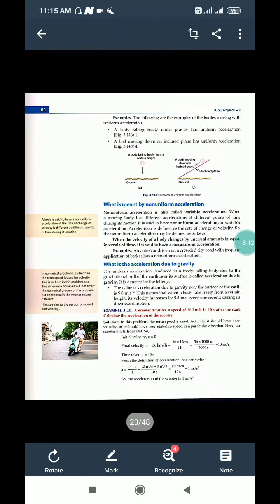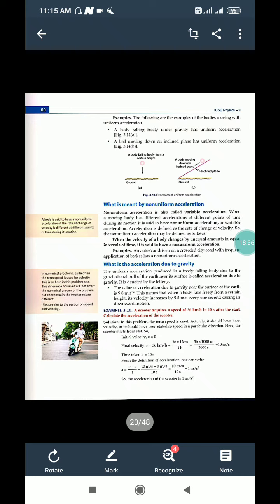When we throw a ball upwards, the velocity is very fast at first, but when it reaches the top point, its velocity is 0, and after that it comes down to the ground because of the gravitational pull.